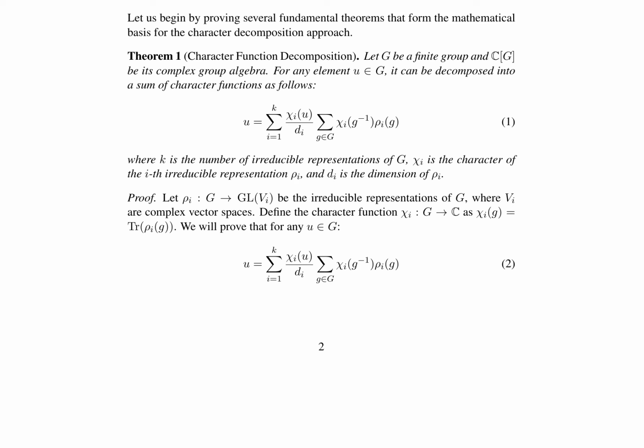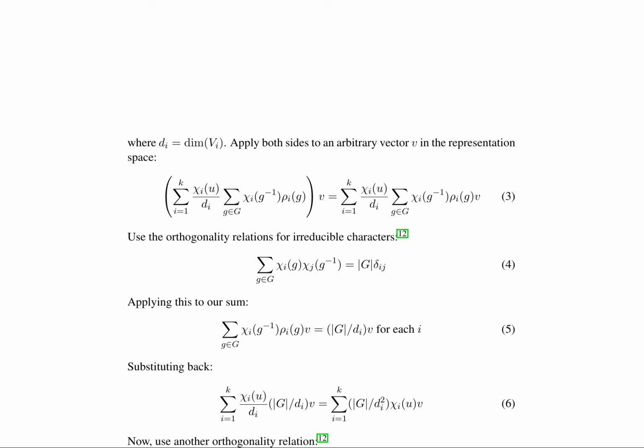The proof of this theorem involves defining the character function chi_i as the trace of the irreducible representation rho_i and demonstrating that the given decomposition holds for any U in G. In the context of group representation theory, quantum operations can be decomposed into fundamental building blocks, their irreducible representations. This decomposition reveals inherent symmetries and structure within the quantum operation, which can be exploited for optimization and efficient simulation. The process begins by defining an arbitrary vector V in the representation space and applying both sides to it, using the orthogonality relations for irreducible characters to simplify the expression.